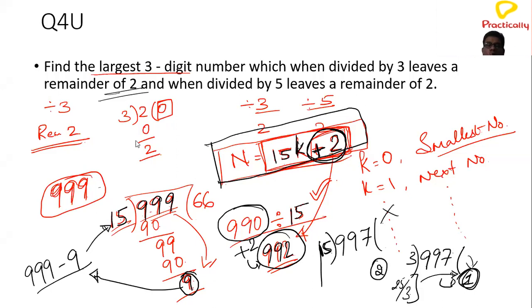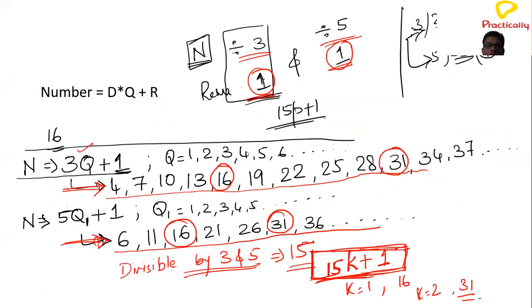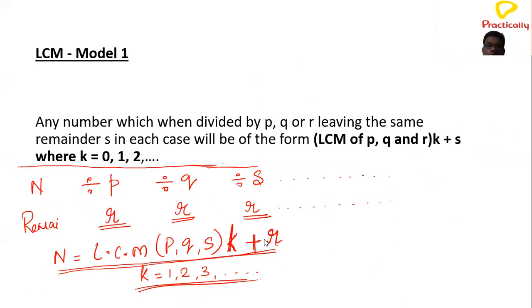The next pattern that's going to come is, so if you realize what has happened in this pattern is, we have taken R as same, right? Everywhere it is leaving the same remainder. But there can be a pattern where my remainders will start changing.